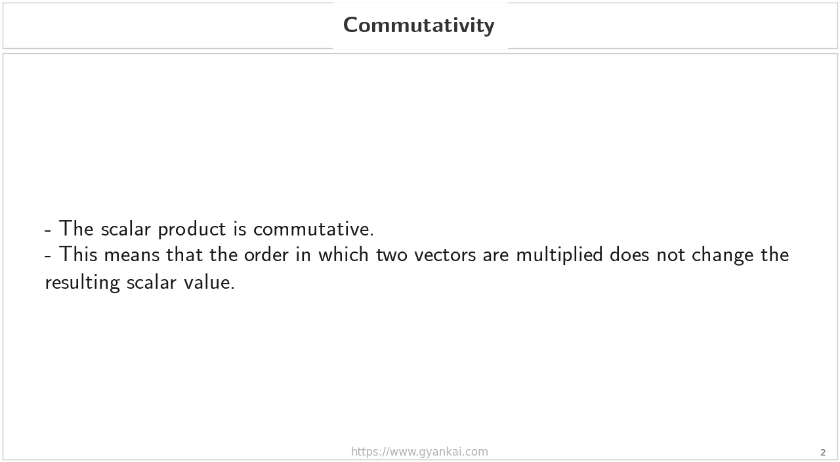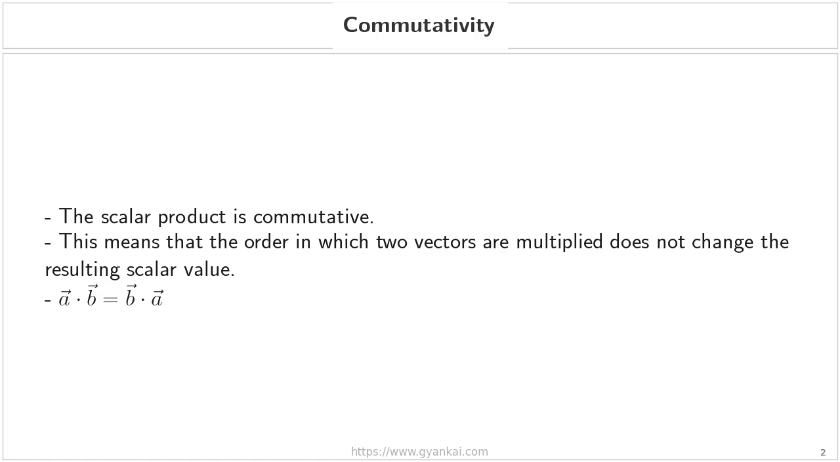Commutativity. Now that we have established what the scalar product actually is, let's look at its first major algebraic property, commutativity. When we say the scalar product is commutative, we mean that the order in which you multiply your two vectors simply does not matter. You will arrive at the exact same scalar value regardless. If you look at the mathematical expression on the screen, you'll see this written as vector A dot vector B equals vector B dot vector A.